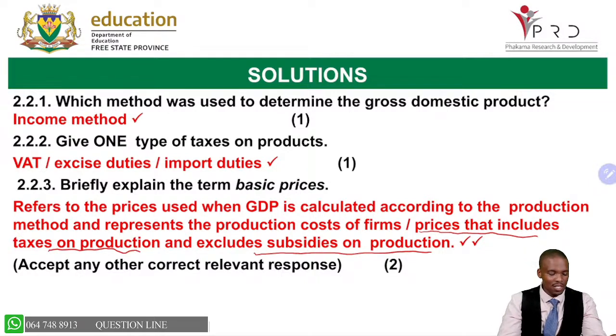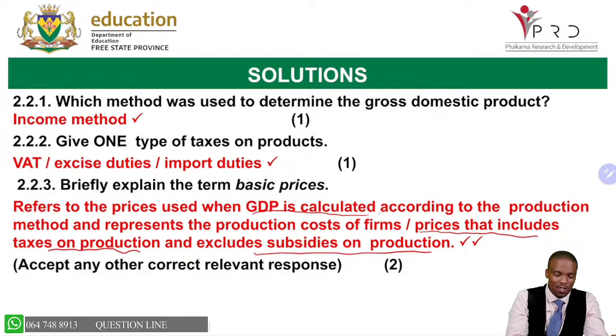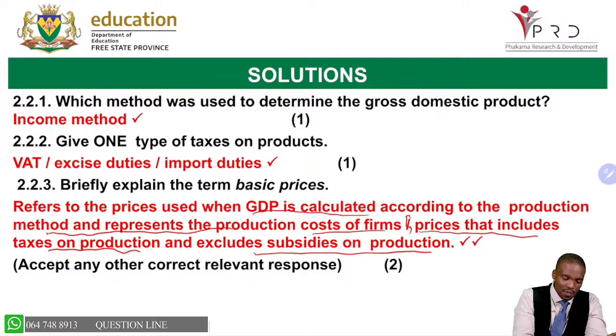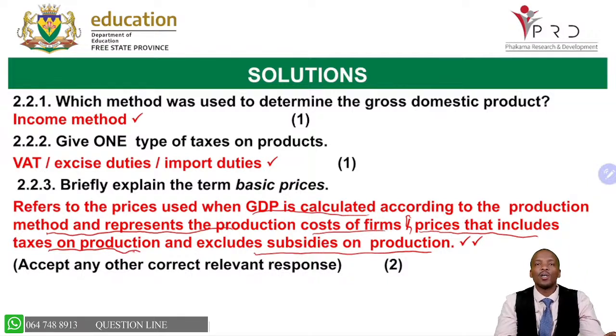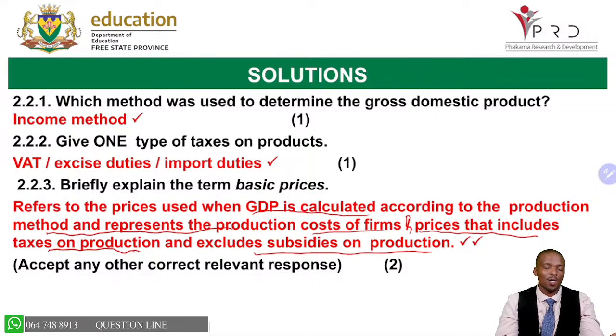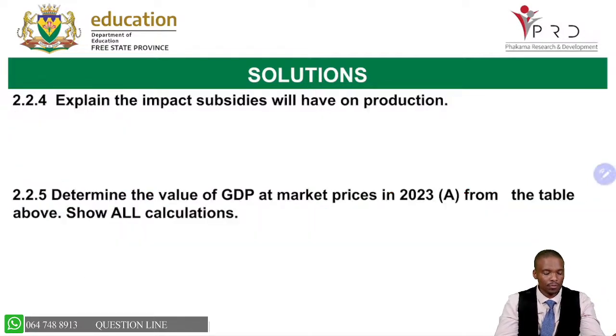Or in a long definition, it refers to the prices used when calculating GDP according to the production method and represents the production cost of the firm. But of which I know, I would say that let's prefer the short one. Basic prices are the prices that include taxes on production and exclude subsidies on production. Or alternatively, you could be saying these are the prices that are there before taking into account taxes on products and subsidies on products. Okay.